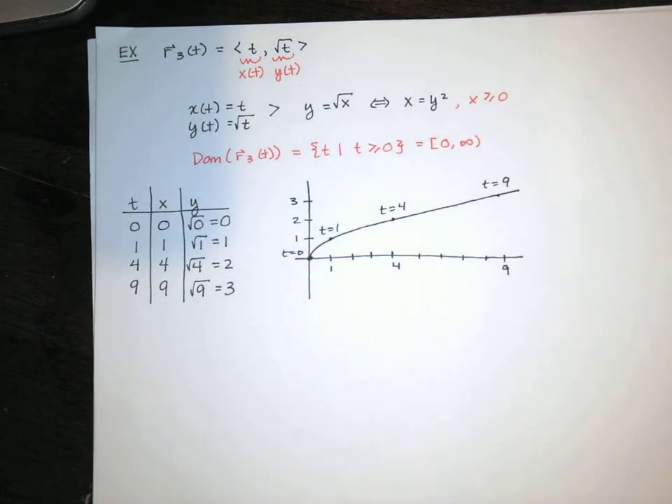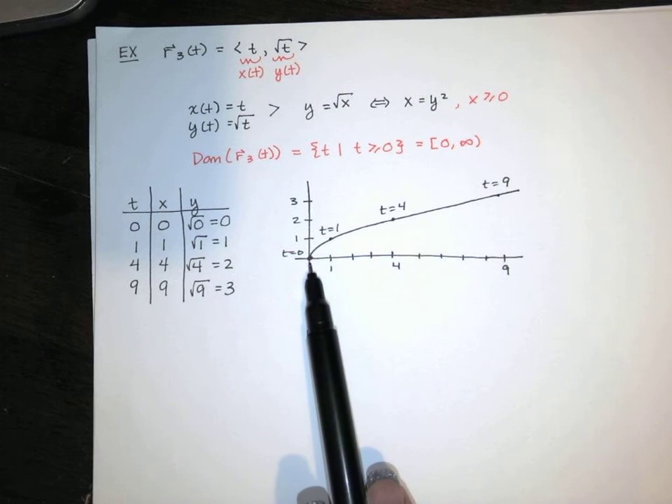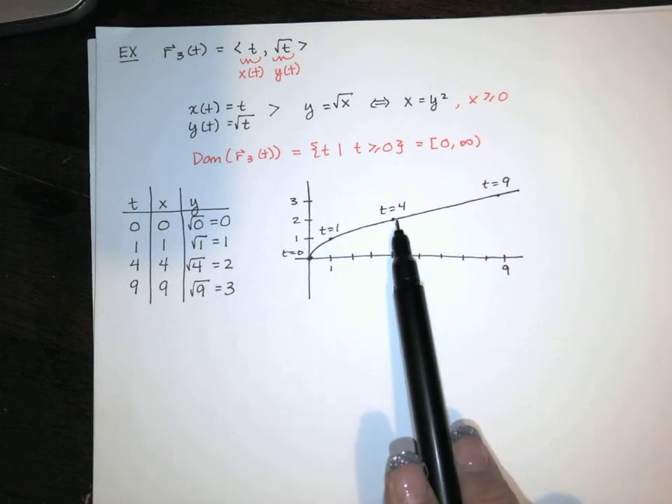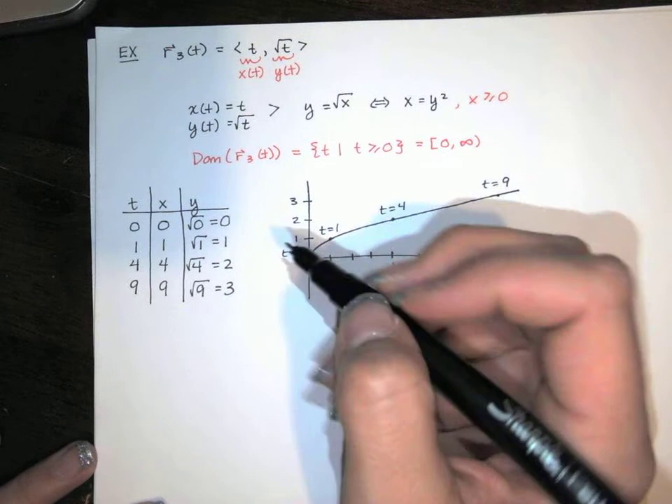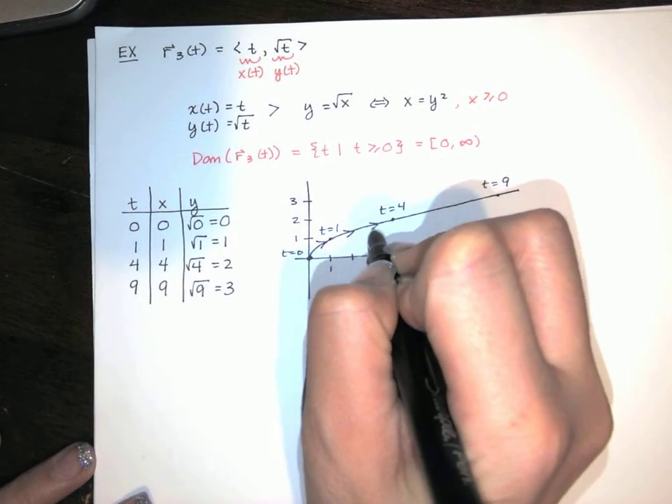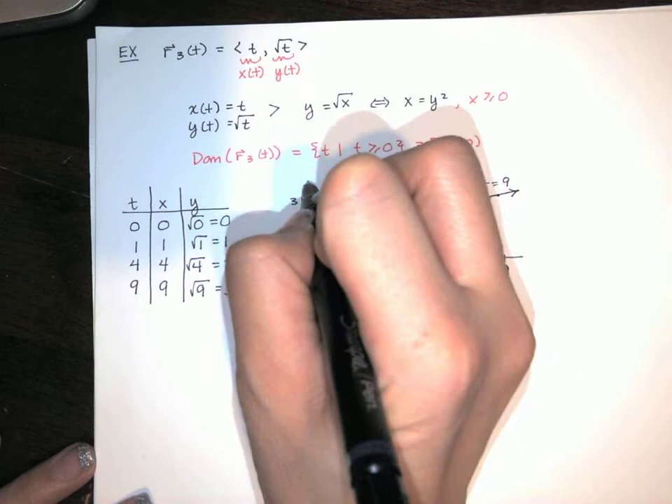So you could think of this as representing time if you want. You could say at t equals 0, we're here. And then 1 second later, we're here. And 4 seconds after we started, we're here. And 9 seconds after we started, we're there. And we get this curve. And we add these arrows to indicate orientation.